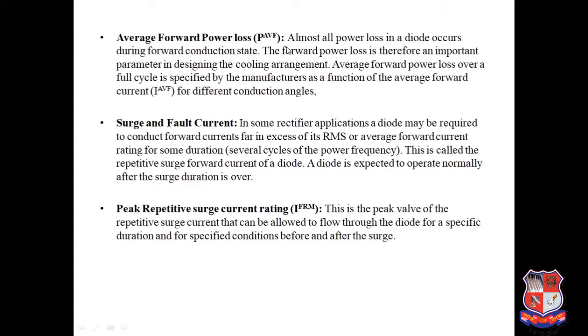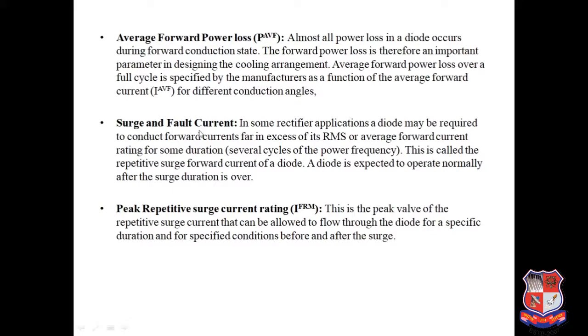So what is the average forward power? Almost all the power loss in a diode occurs during the forward conduction state. The forward power loss is therefore an important parameter in designing the cooling arrangement. The average forward power loss over a full cycle is specified by the manufacturers as a function of average forward current. This is a function of voltage and current in forward bias conduction, which is required for the cooling arrangement of the diodes.